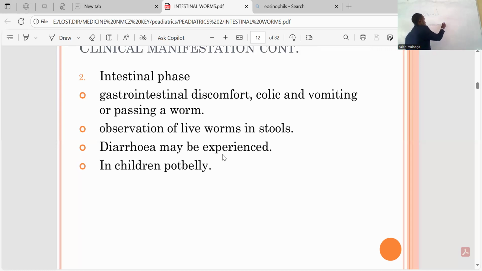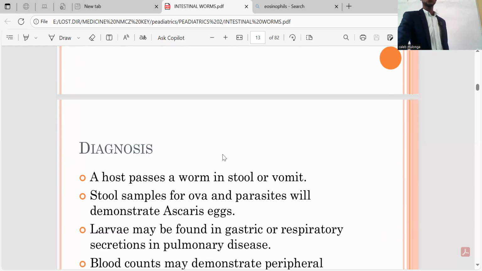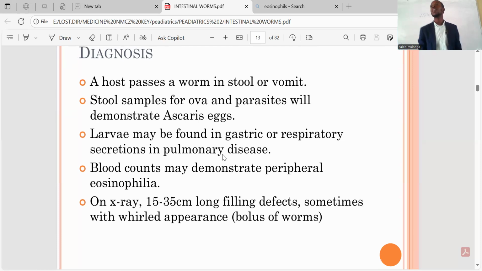Investigations. So let's just quickly look at the investigations, then we can end here. We are going to use about five investigations. What is the first investigation that we can pick up? History taking. History will reveal passage of worms in stool or vomitus.